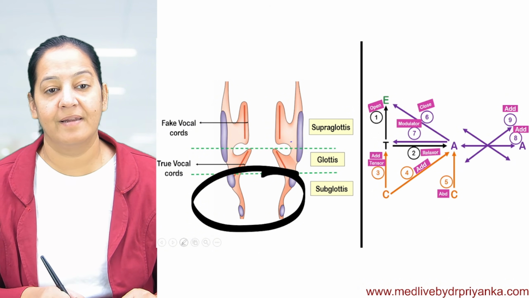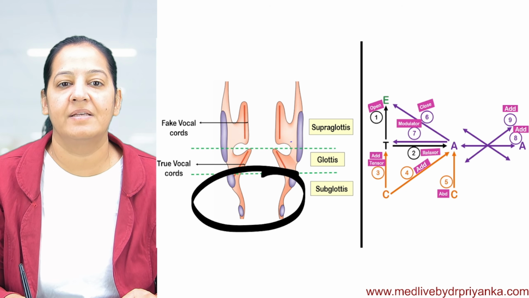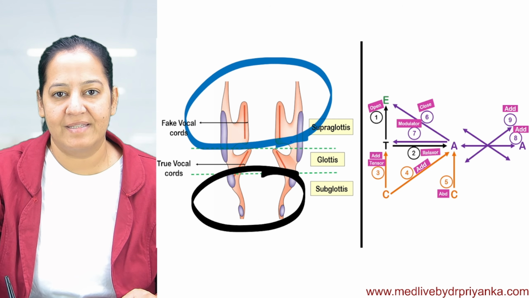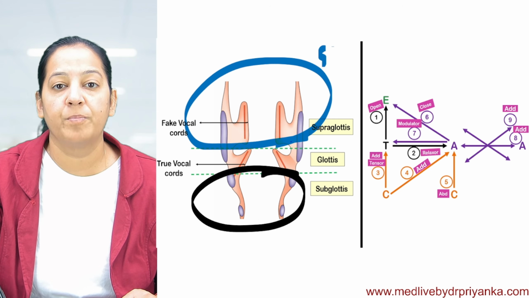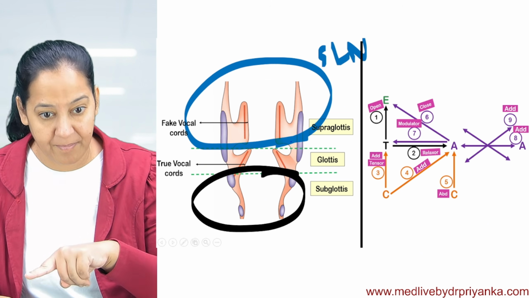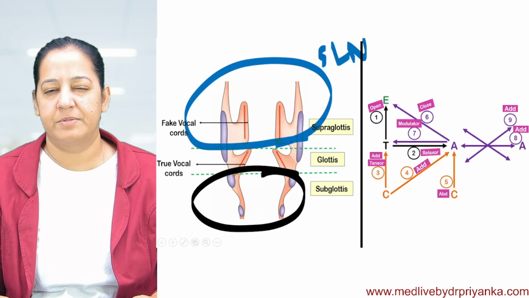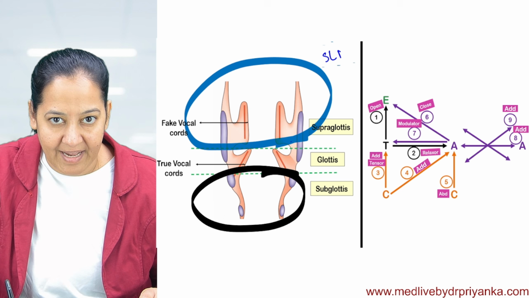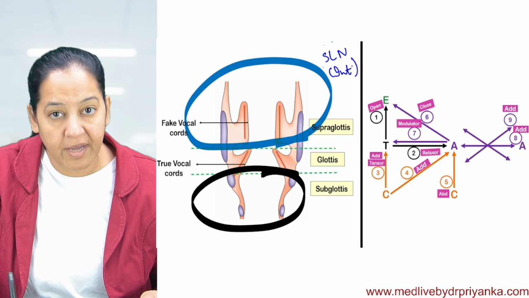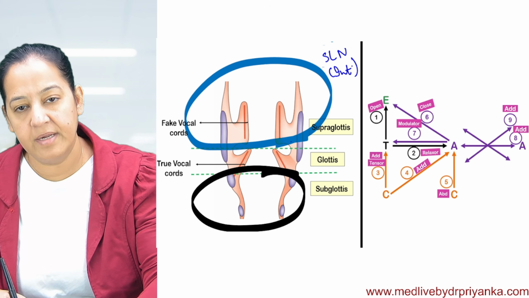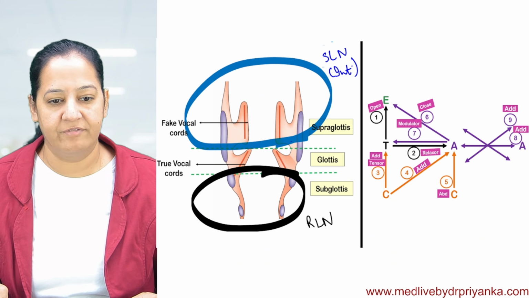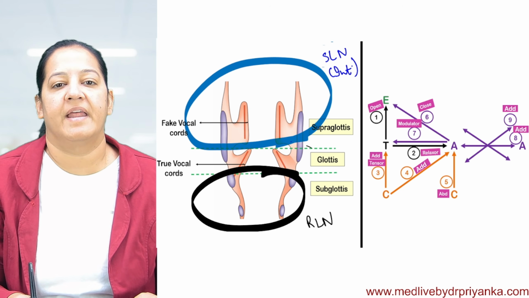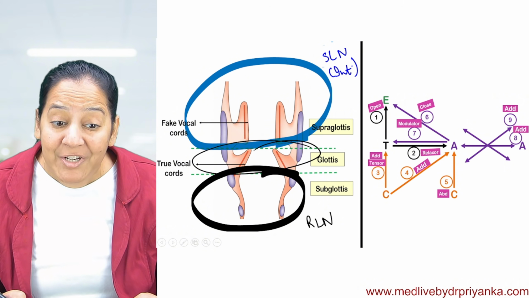Now come to SLN. SLN sensory supply is above the vocal cord. This is SLN, the superior laryngeal nerve. Its internal branch is giving the sensory supply. And this one is RLN. RLN doesn't have branches. So below the vocal cord, it's RLN. Above the vocal cord, it's SLN. At the vocal cord, both.